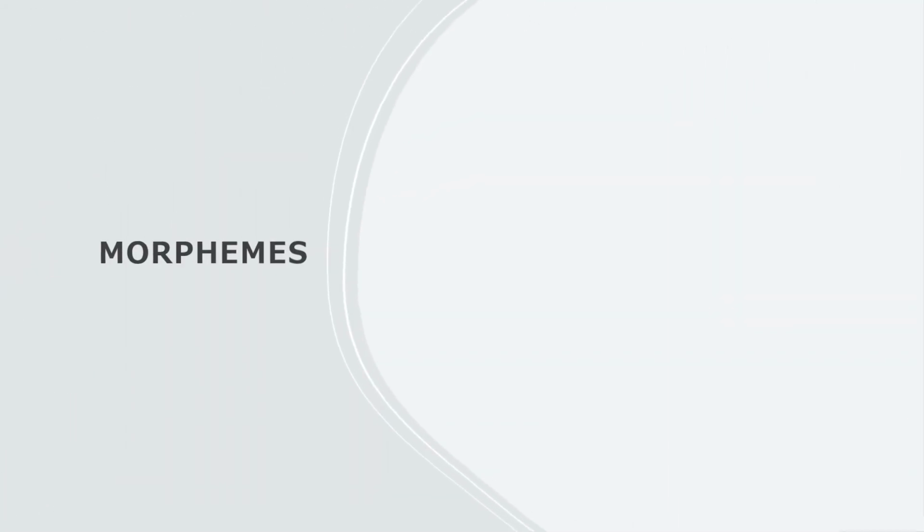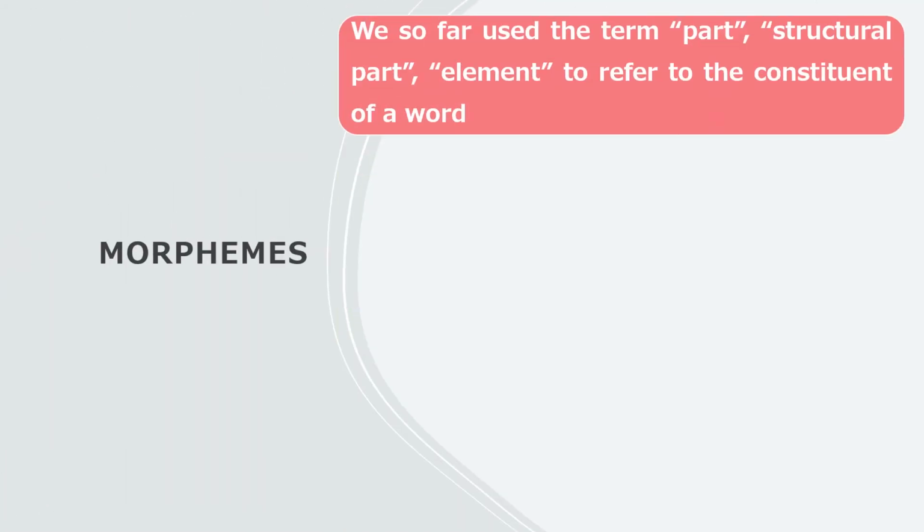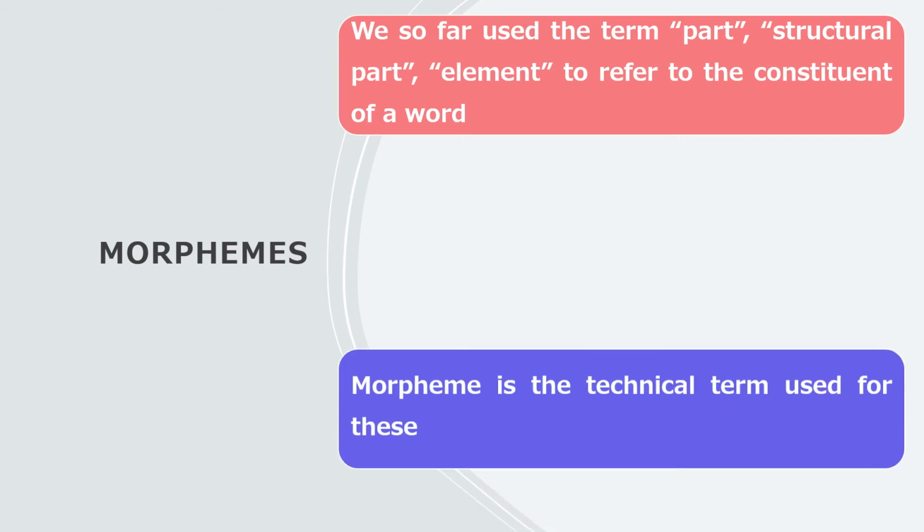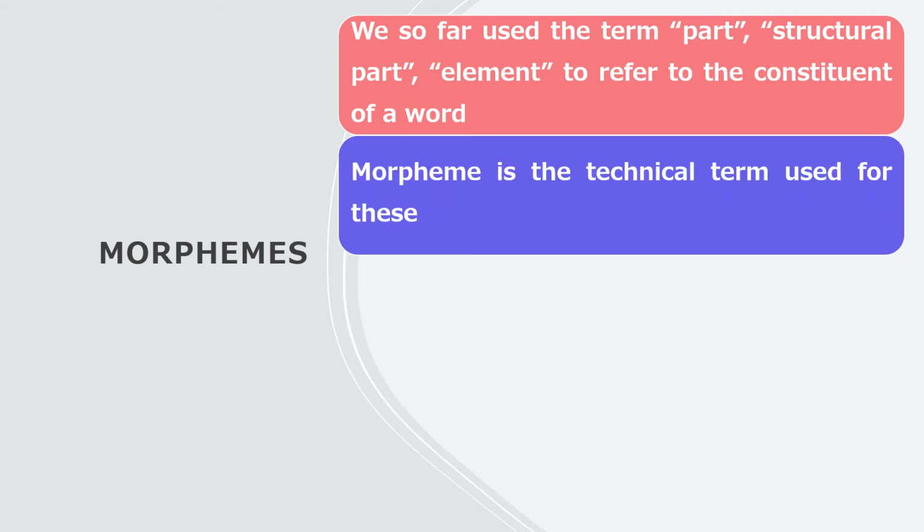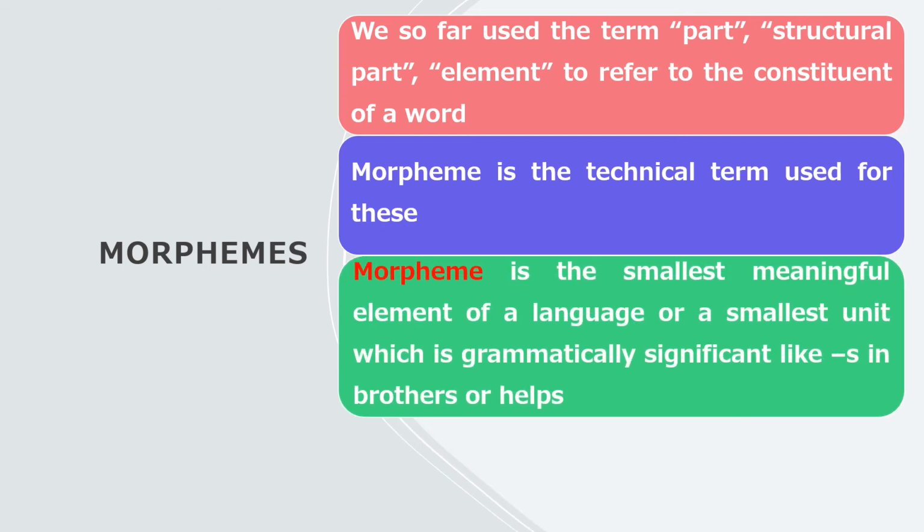Until now we used the words part, structural part or element for dividing words into parts, but in morphology the word morpheme is used for the part, structural part or element. So we can learn a definition for morpheme. A morpheme is the smallest meaningful element of a language, or the smallest unit which is grammatically significant. So we are given two different definitions for morpheme here. First, the smallest unit which is meaningful. The second, the smallest unit which is grammatically significant.